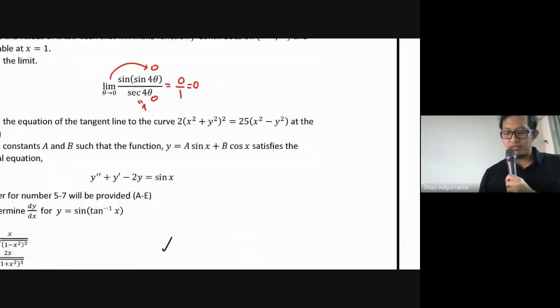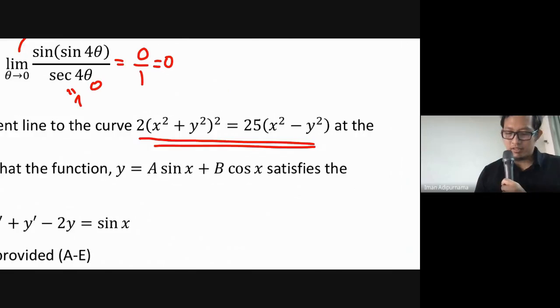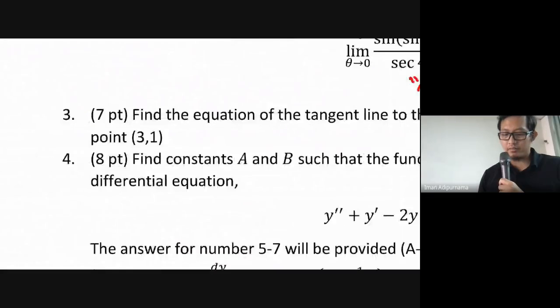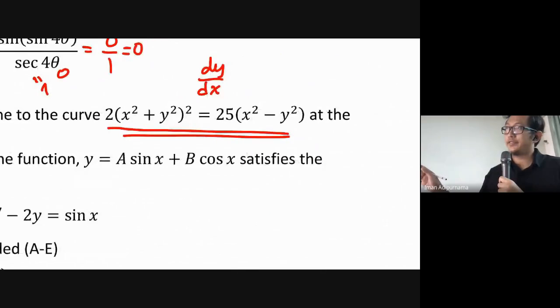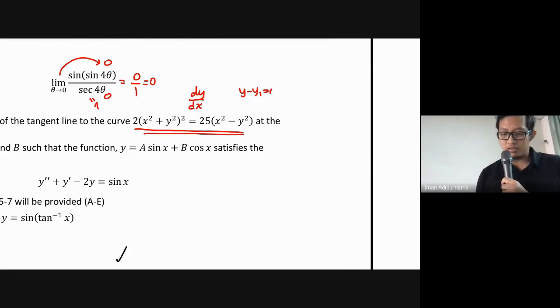And then equation of tangent line. Basically, you have this function, and what you need to do is just derive both sides. Look for dy dx. Because it's already mentioned that it's at 3 and 1, x equals 3 and y equals 1, what you need to do is derive and then put the number in and then just calculate. And I think directly you will get the answer for the dy dx. And you can check the tangent line based on this equation.